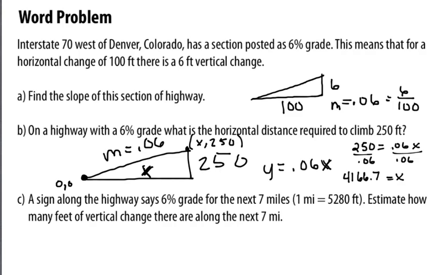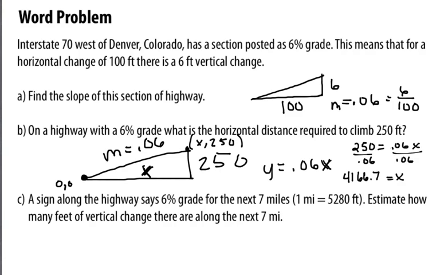The last part, it says, a sign along the highway says 6% grade for the next 7 miles. Estimate how many feet of vertical change you would go through as you travel along these 7 miles. So what have I really done with this problem? How's it different from part B? Yeah, I just switched it around. Instead of asking you how high you went, I'm asking you how far did you travel horizontally. I know how far you went, 7 miles. Now I want to know how high off the ground you are at this point, after 7 miles of traveling horizontally.